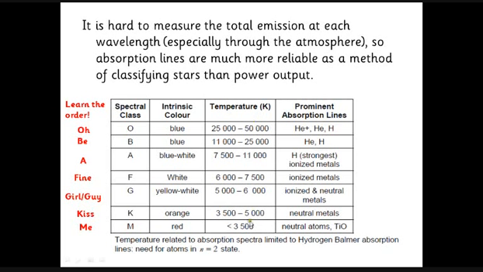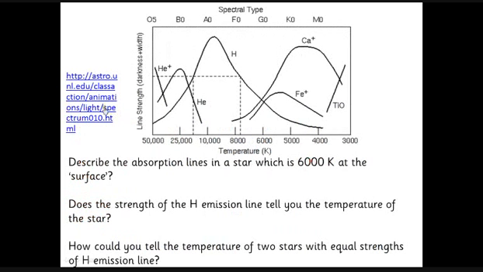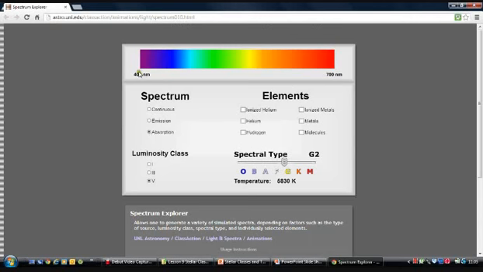But how can we tell these temperatures? Not just from the lambda max. What we can tell is by looking at the absorption lines. So if we have a little look at this animation, that'll help us. All stars are behaving pretty much like black bodies, so they're giving off a continuous spectrum of light. This is coming from the plasma on the edge of the star.